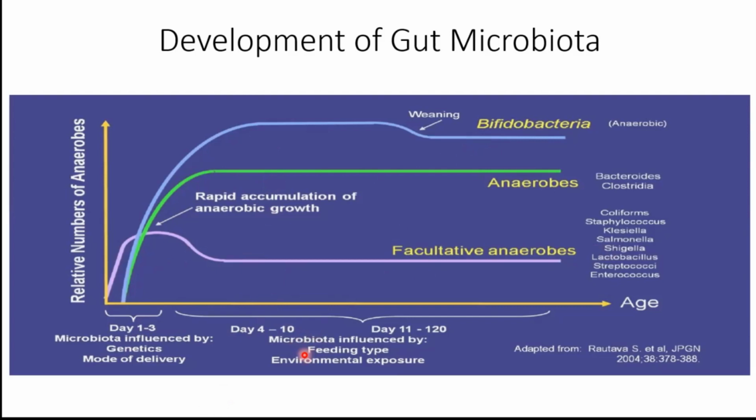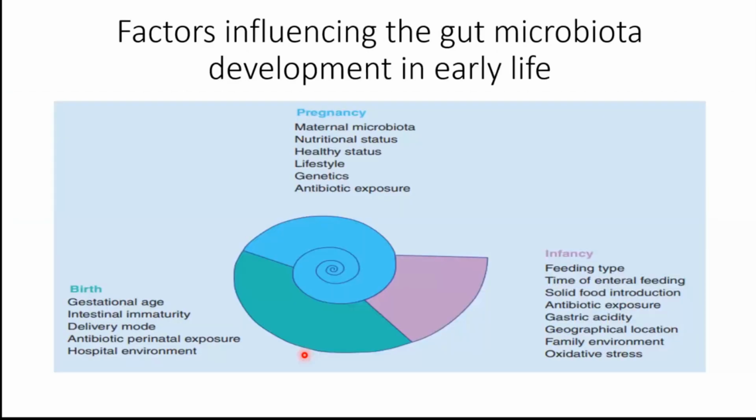While in preterm infants, they have a different gut microbiota, including reduced species diversity, a higher number of Enterobacteriaceae, including Klebsiella pneumoniae and E. coli, and Clostridium difficile, and a reduced number of bifidobacteria and lactobacilli. So preterm babies have higher chances of having gut dysbiosis leading to NEC. So these are all the factors which influence gut microbiota development in early life.